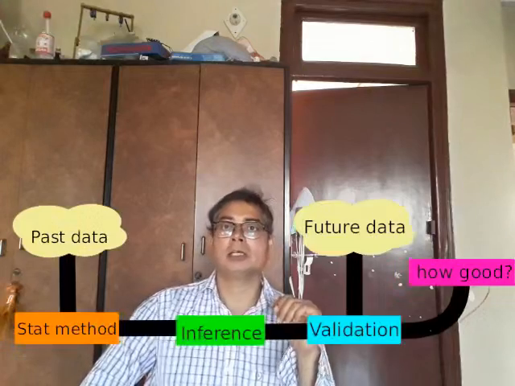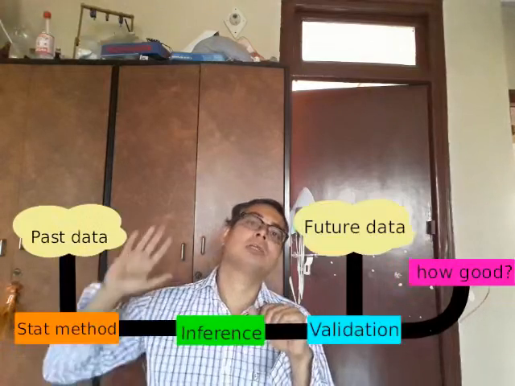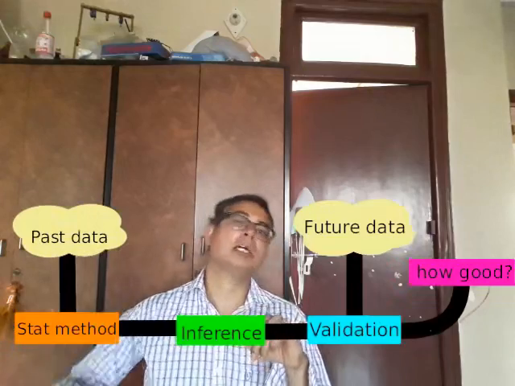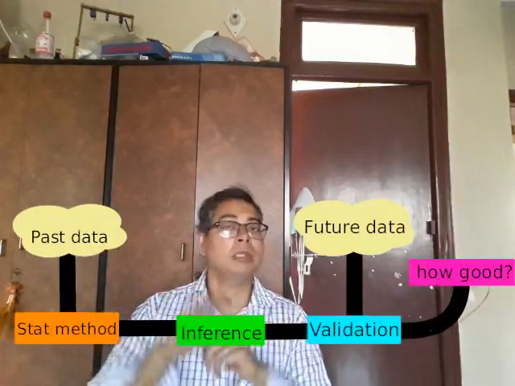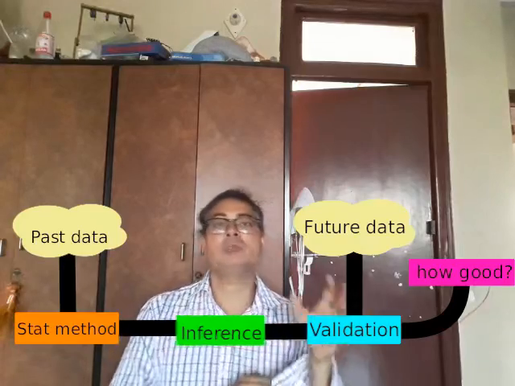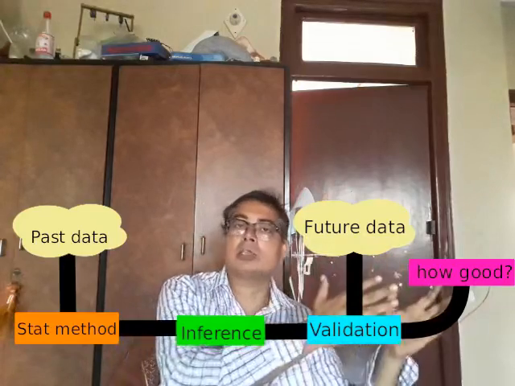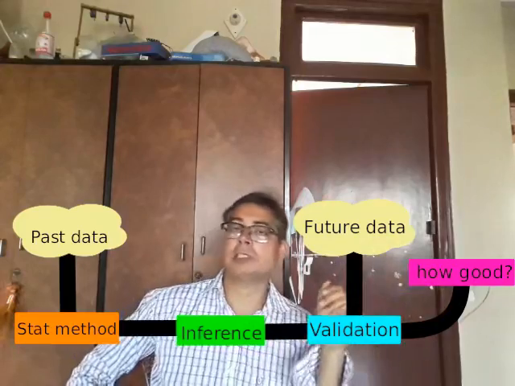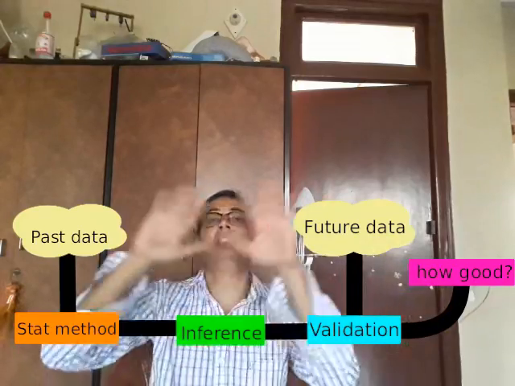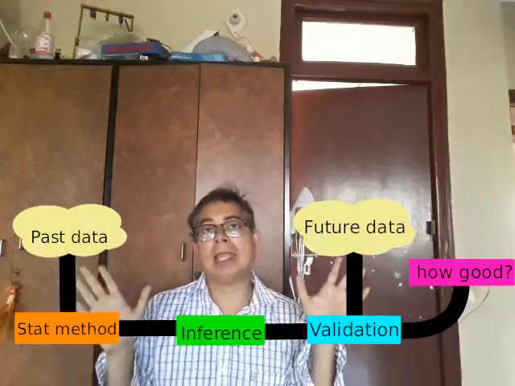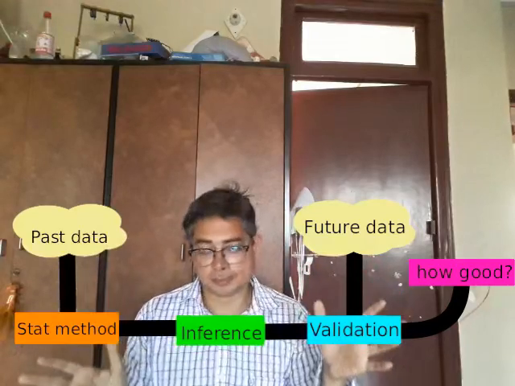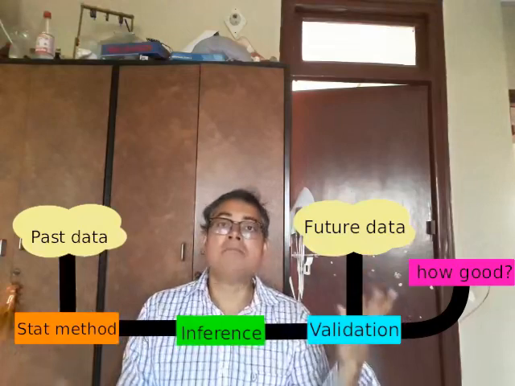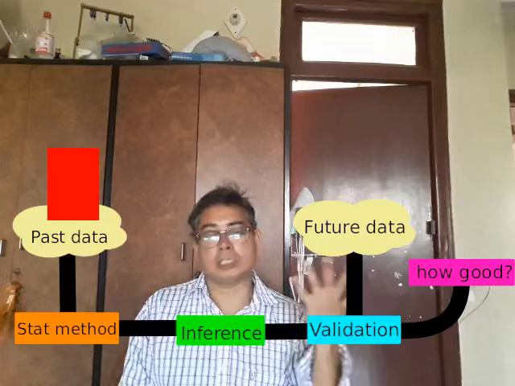Now, the technique is quite simple. It follows the same general setup as in any sampling technique. So we have got past data, we have got some statistical method, and we have drawn some inference. We want to validate it, we need future data, and based on that only we can say whether the method is good or bad. So that is the general setup of any resampling technique. So you have got some past data.